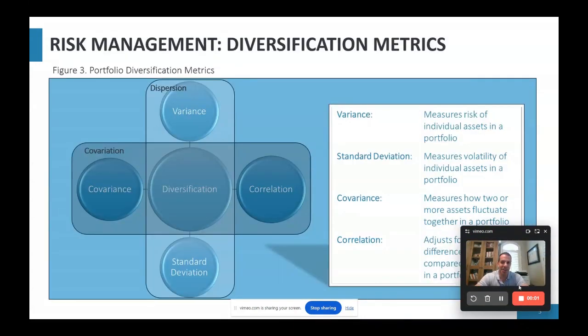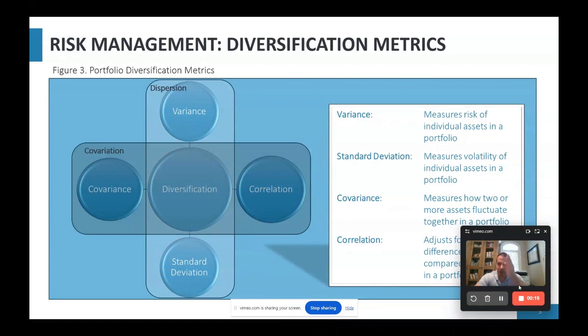Now let's talk about diversification metrics. In the context of financial risk management, understanding the difference between measures of dispersion and covariation is crucial for managing risk associated with investment. Figure 3 illustrates the way I see different measures of diversification.